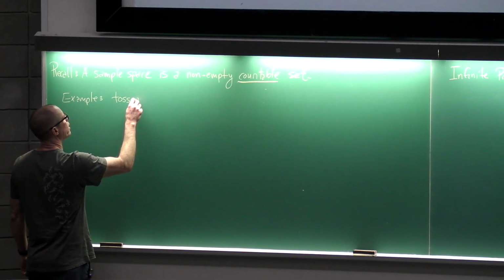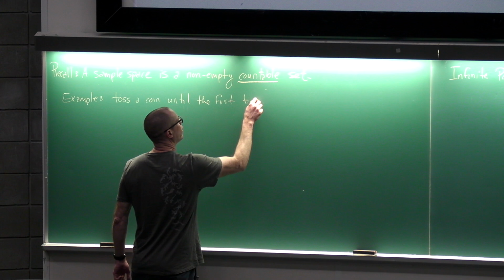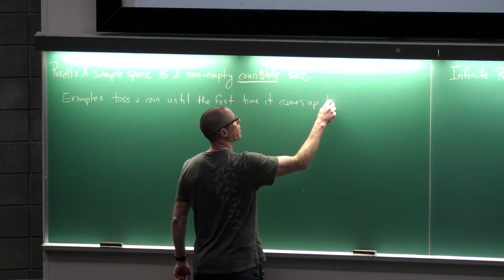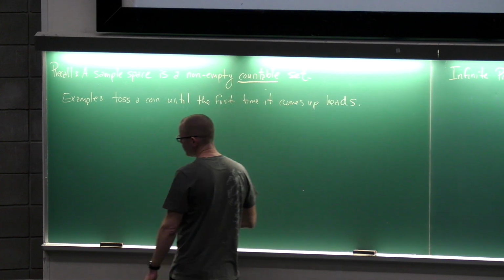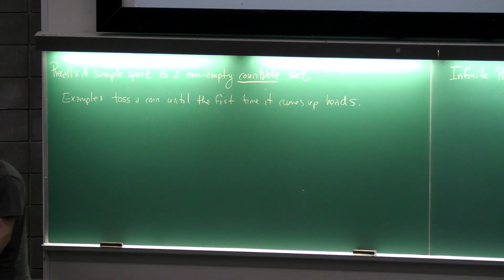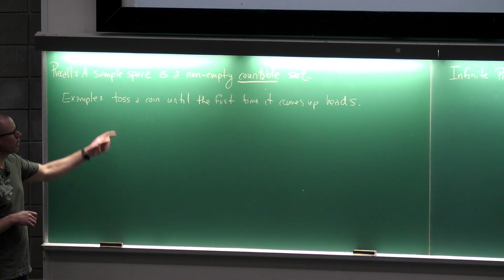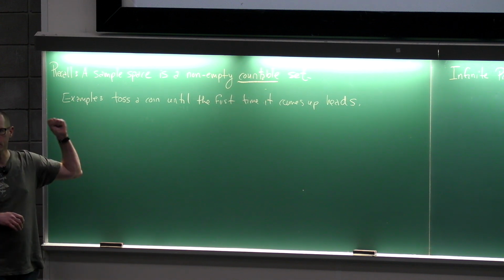Let's say you toss a coin until the first time it comes up heads. So that's your experiment. That defines your sample space, and the probability space on top of that. And very quickly you'll realize this leads to an infinite sample space.